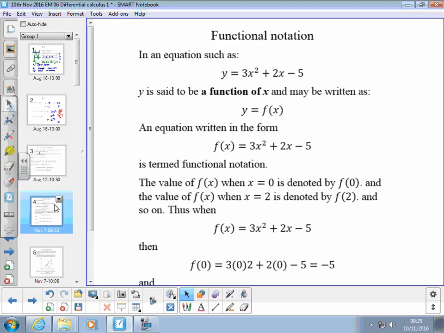What we can do is say the value of that function f of x when x is equal to 0 is denoted by f of 0. The value of that function when x is 2 is denoted by f of 2. Then we can calculate or evaluate that function at different values of x to suit our needs. Okay, so there's two ways of writing it. You can write it as an equation as y is equal to something, or some other variable in terms of another variable, or you can write it in functional notation, and it depends on what you're trying to do, which one's the easiest to use.